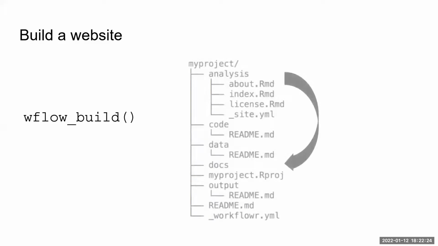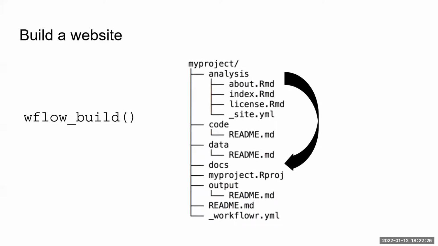And so workflowr is an extension package. If you're familiar with packages like, for example, bookdown, it's a similar idea where workflowr extends R Markdown and knitr. The function name is wflow_build. What this does is take your R Markdown files in the analysis directory, convert them to HTML, and save them in the docs directory.